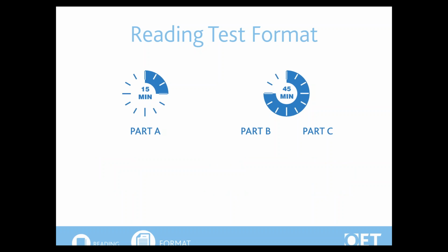The reading test is the same for all health professions. It is the second test on test day and lasts 60 minutes in total. It has 3 parts: Part A, B, and C. Part A includes a number of tasks. It includes 4 short texts, which together are around 650 words in length. It lasts 15 minutes and is completed separately to Parts B and C.